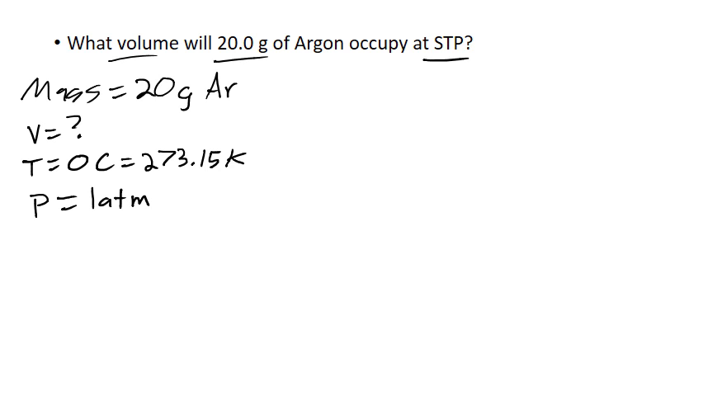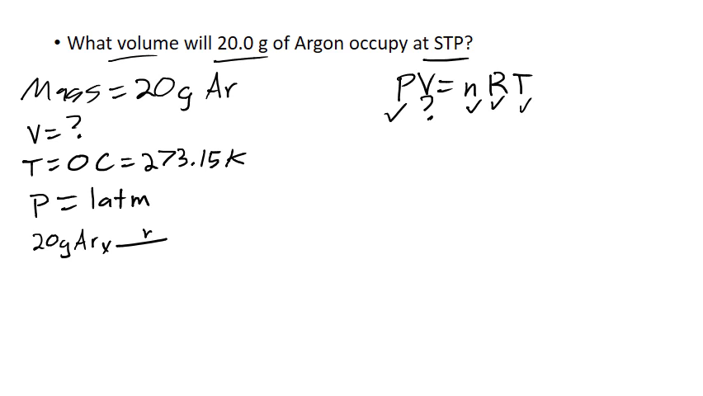So again, whenever I see problems like this, I just think, can I use PV equals nRT? I've got the temperature constant. In this case, we're looking for volume. They give us pressure, and again, same thing. I can calculate the amount of moles. I just have to convert grams to moles. So let's do 20 grams of argon, and we'll get that to moles of argon.